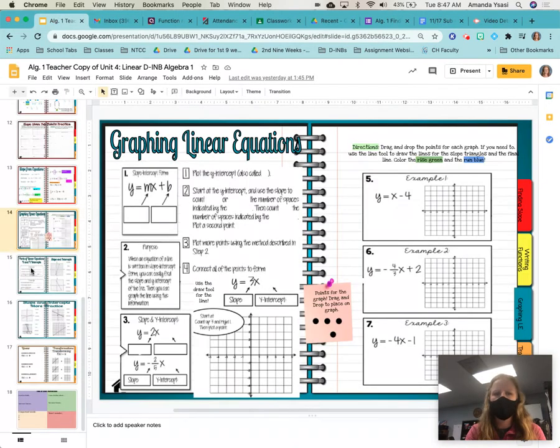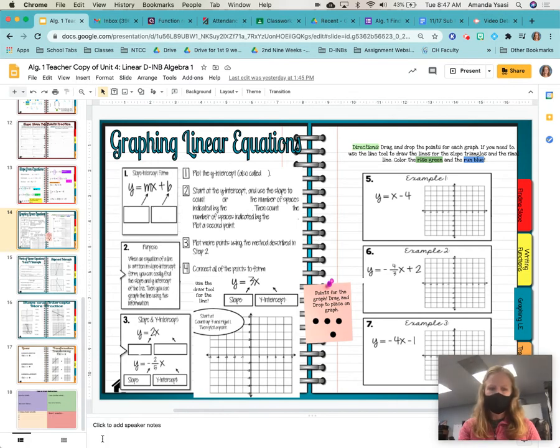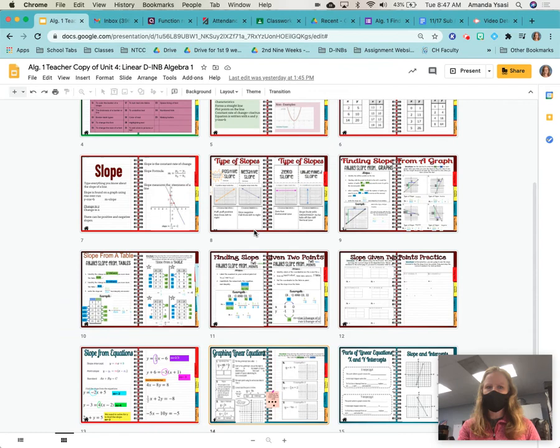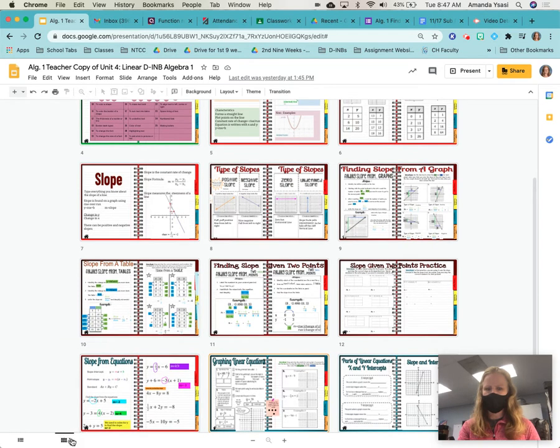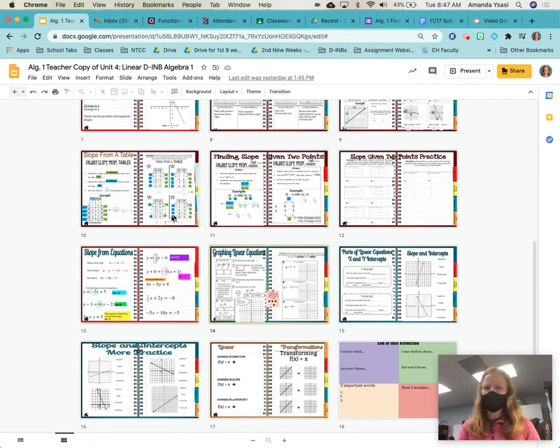So we are on slide 14. Find slide 14, the one that is labeled graphing linear equations. If it's not on 14, move it to 14. You can go to grid view if you need to. And if you do grid view, which is down here, then you can find the slides a little easier.